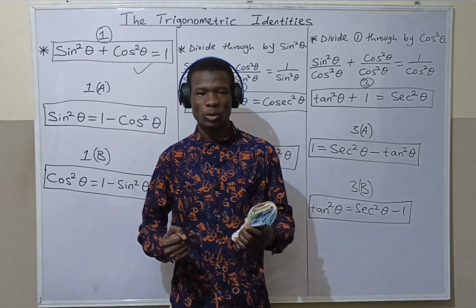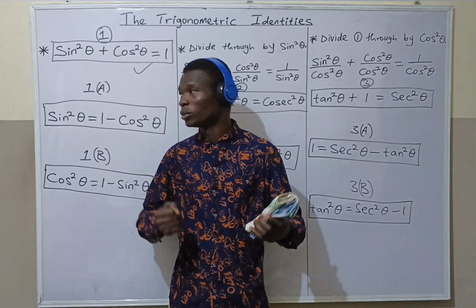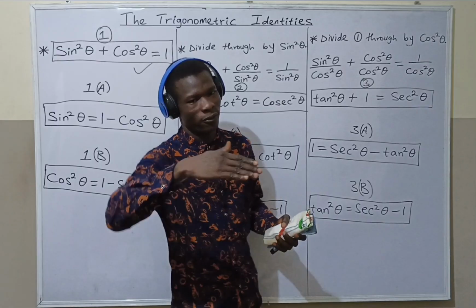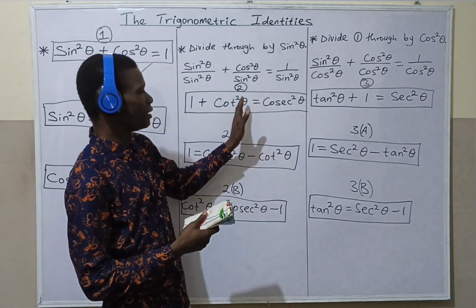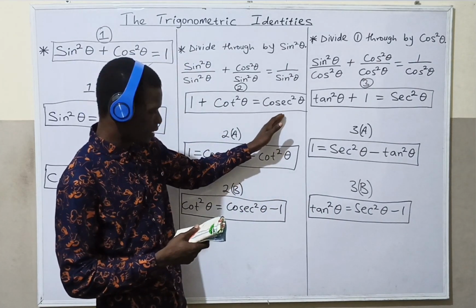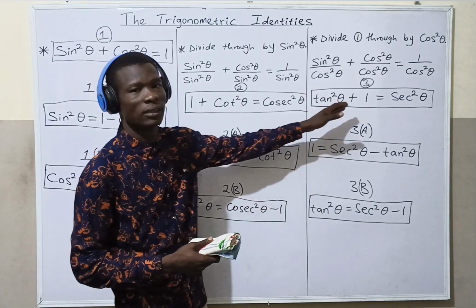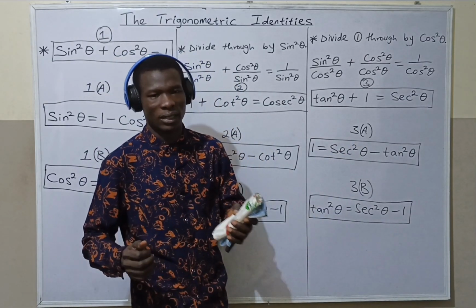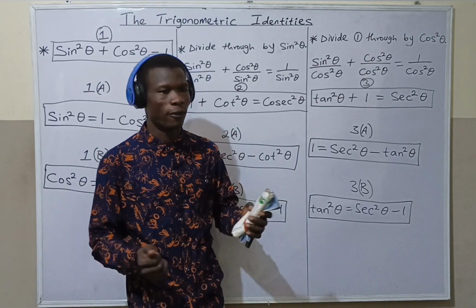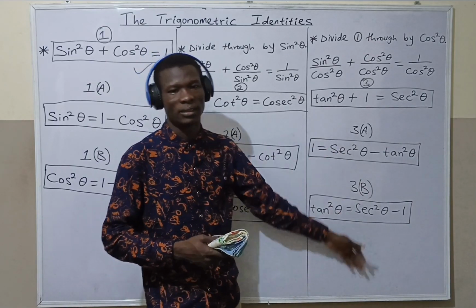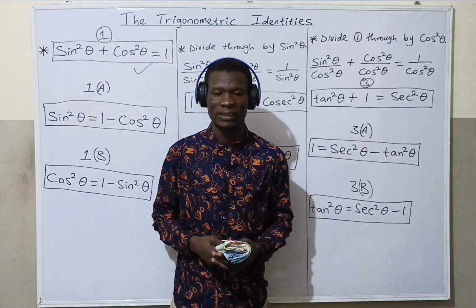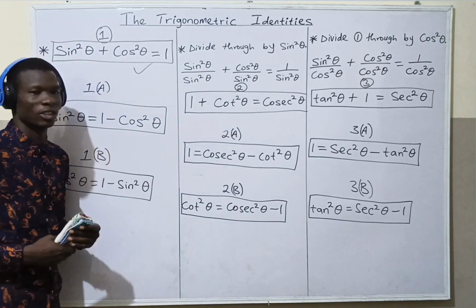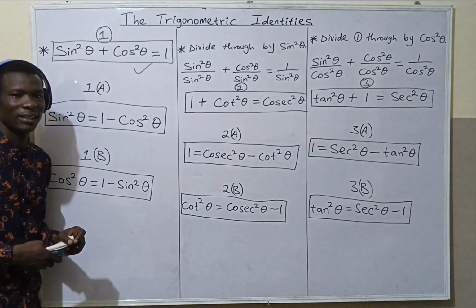You don't make yourself too rigid, because when you make yourself too rigid, you will not be able to move in the path that these identities will want to take you through. But when you are flexible, you can take any shape, you can take any form, and then you see your identities coming right before your eyes. So I present to you the trigonometric identities.